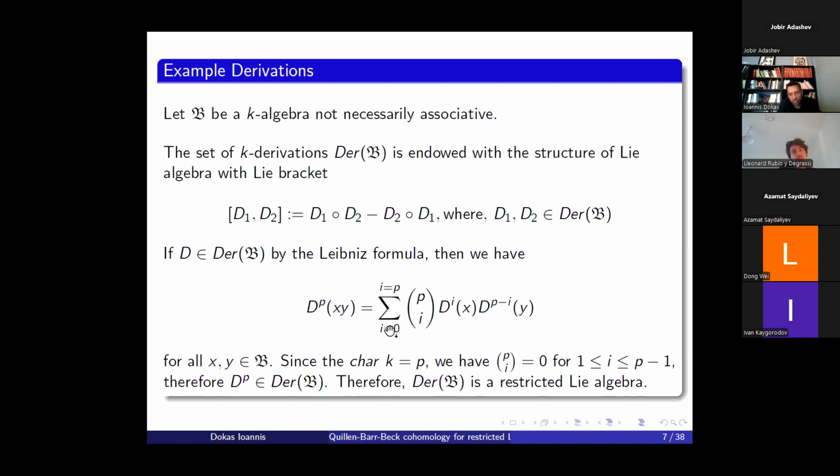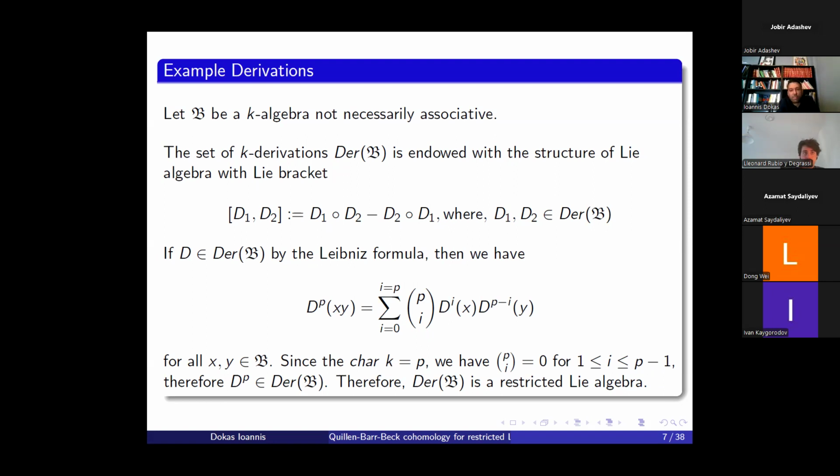As you see in this formula, you have these binomial coefficients, which are 0 in characteristic p, when i is between 1 and p minus 1. And from this formula it follows that D to the power p is a derivation. And therefore, the set of K-derivations of B is a restricted Lie algebra.